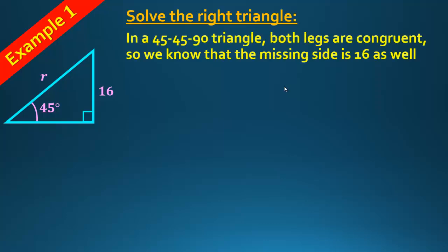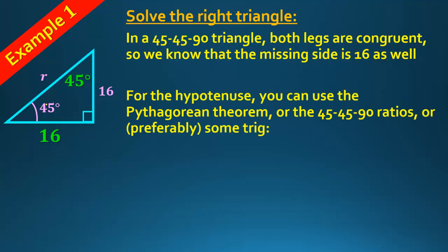We know it's a 45-45-90 because it's a right triangle and we know that one angle is 45, so the other angle is 45 right off the bat. In a 45-45-90, both legs of the triangle are congruent, so we know the missing side is 16, which leaves us to just find the hypotenuse. You could use the Pythagorean theorem, or the 45-45-90 ratios since it's a special right triangle, but I would prefer that you get used to using some trig, and on an easy problem like this, that would probably be your best bet.